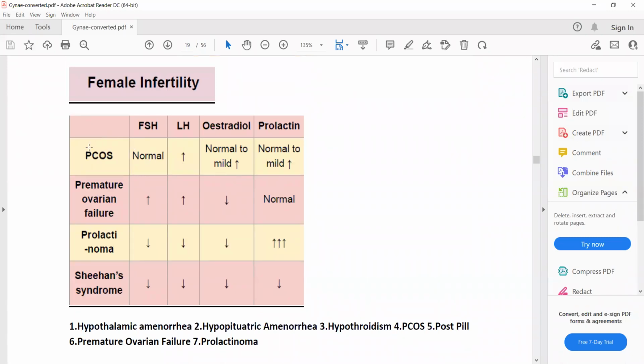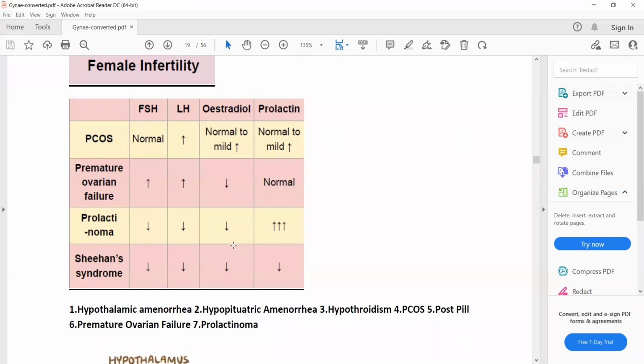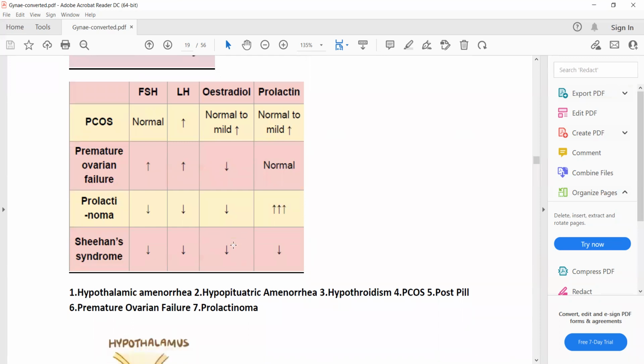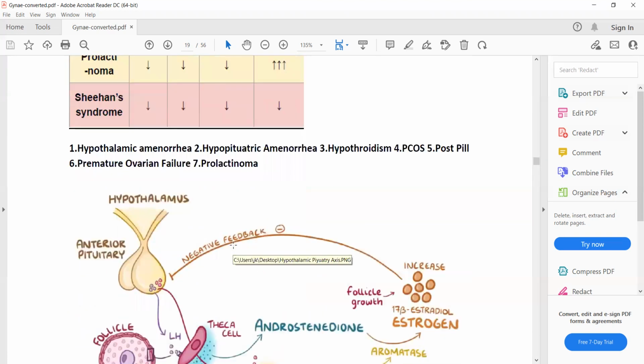Just simply remember that when the problem is in the ovary, LH and FSH will be high. When the problem is in the pituitary or hypothalamus, LH and FSH will be low. And estrogen will be low as well, because of low levels of LH and FSH, that stimulate the production of estrogen or estradiol. So I hope this table is clear to everyone. If there is any question, you can ask.